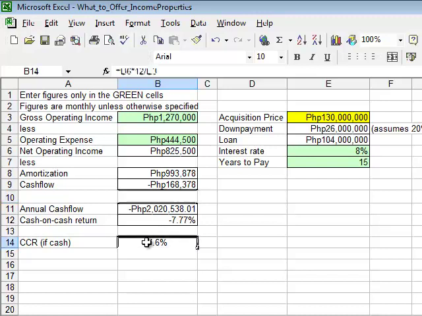So even if you pay for the property all cash, you won't make much money because the cash on cash return is only 7.6%. So it's obvious that this property is overpriced.